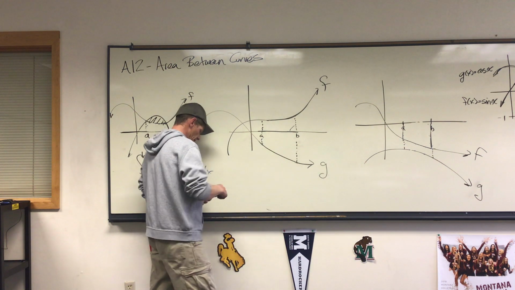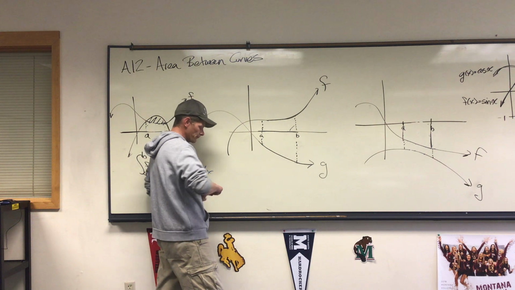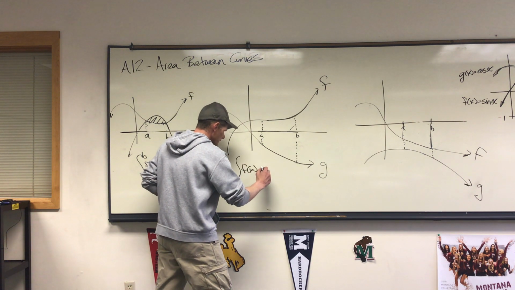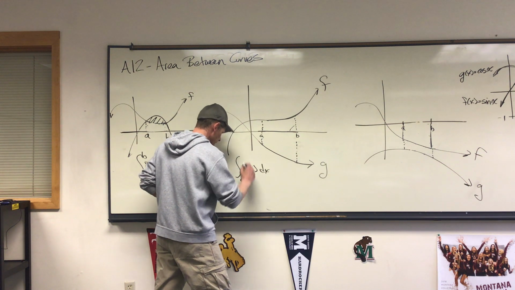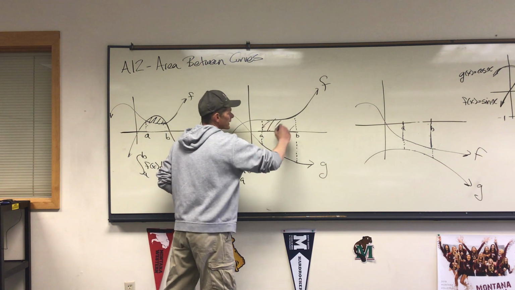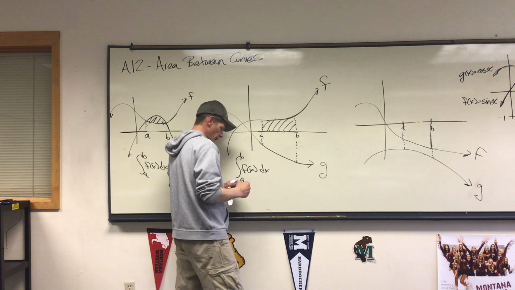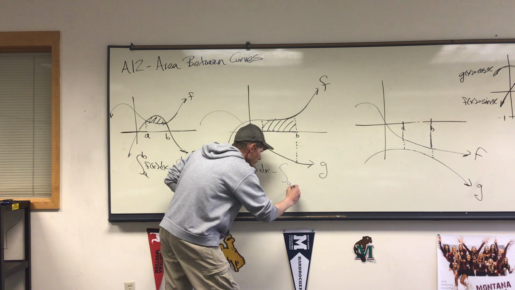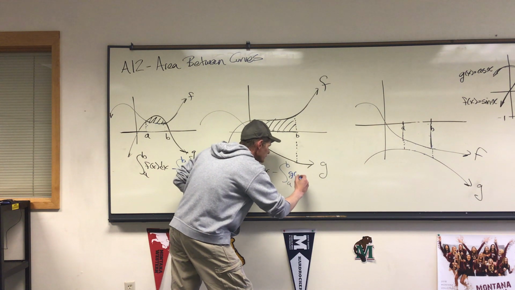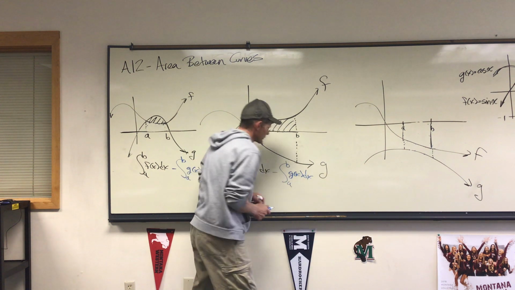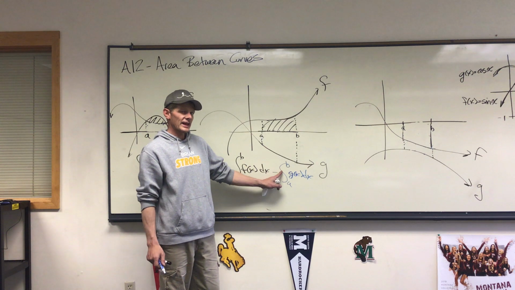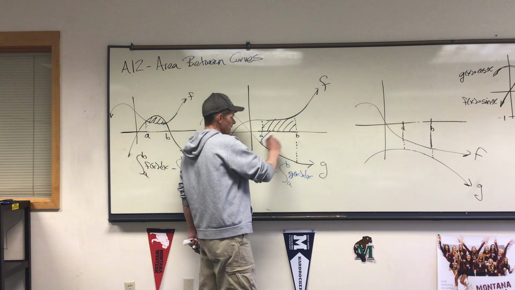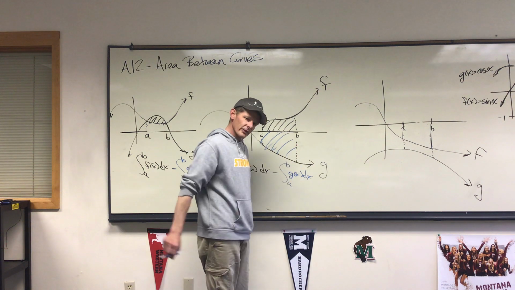So notice then that if we do the integral of f of x from a to b, we will get this guy here. And if we subtract the integral from a to b of g, remember that this definite integral is a negative number. So if we subtract it, it will end up being added, and we will have the whole thing. Okay?